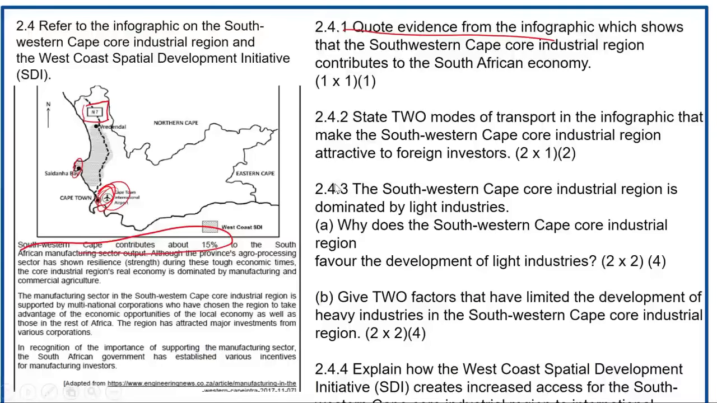The Southwestern Cape core industrial region is dominated by light industries. Why does the Southwestern Cape core industrial area favor the development of light industries? Because number one, there are more orchards that you find there. There are more farms that you find there.